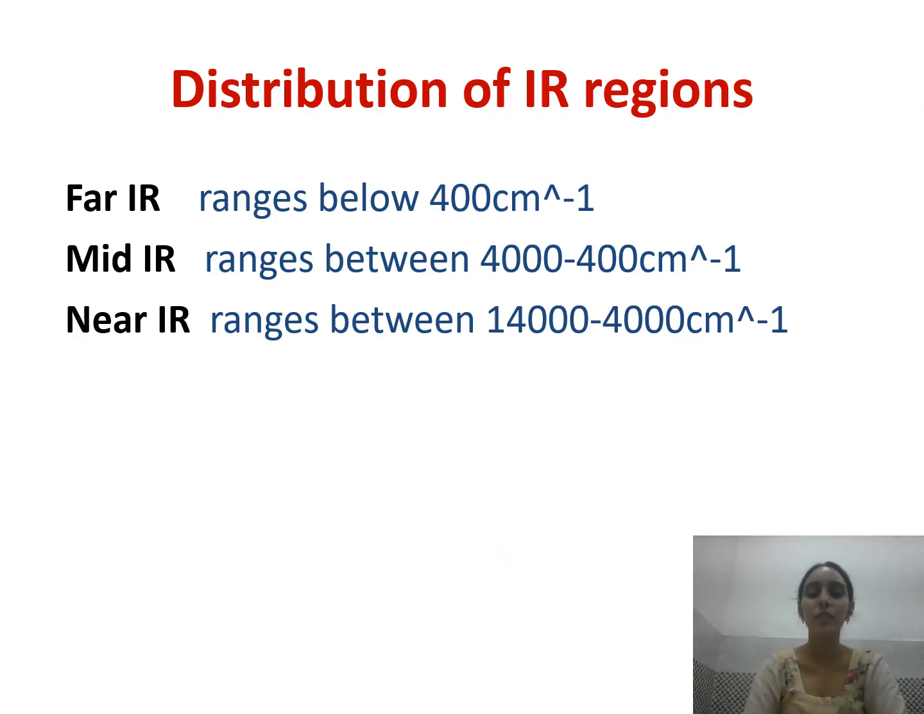The IR spectrum is also divided into three regions: far IR, mid IR, and near IR. The far IR region ranges below 400 centimeter inverse. The mid IR region ranges between 4000 centimeter inverse and 400 centimeter inverse. The near IR region ranges between 14,000 centimeter inverse and 4,000 centimeter inverse.